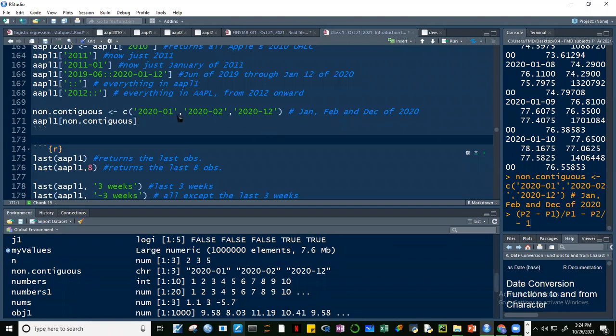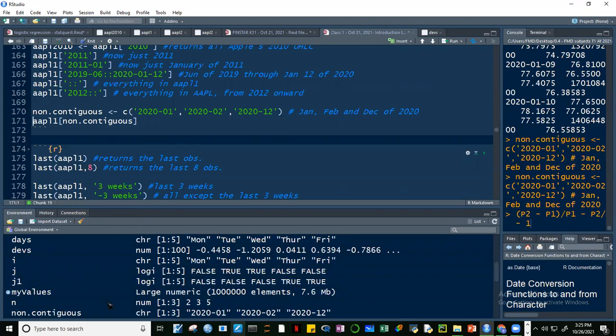Okay, C, 20. Wait, I got confused here. So C. So this is just a vector. Vector lang siya, no? Okay, kasi, sorry kasi guys, we didn't use Apple 1. So this is just a vector. Okay, I think I made a mistake here. So that's just a vector, guys, of non-contiguous.